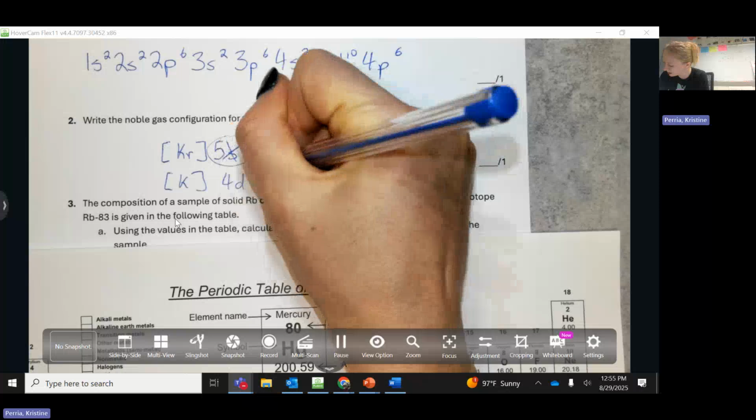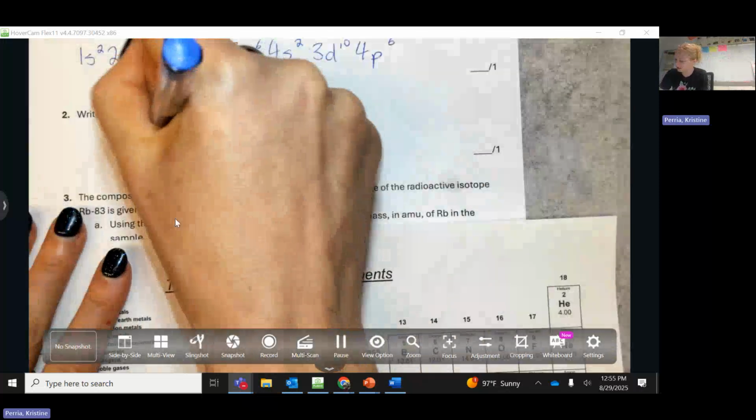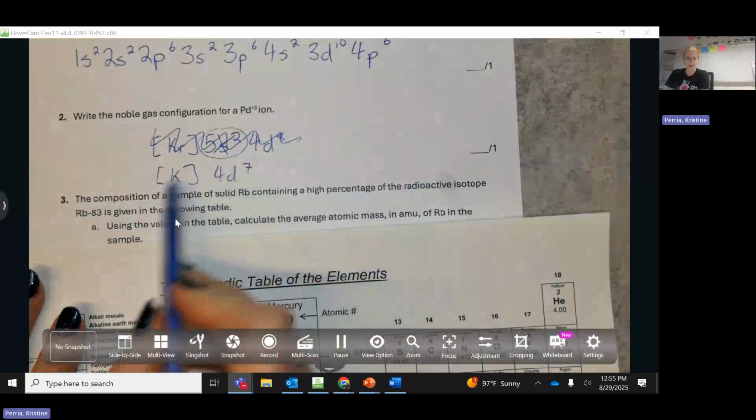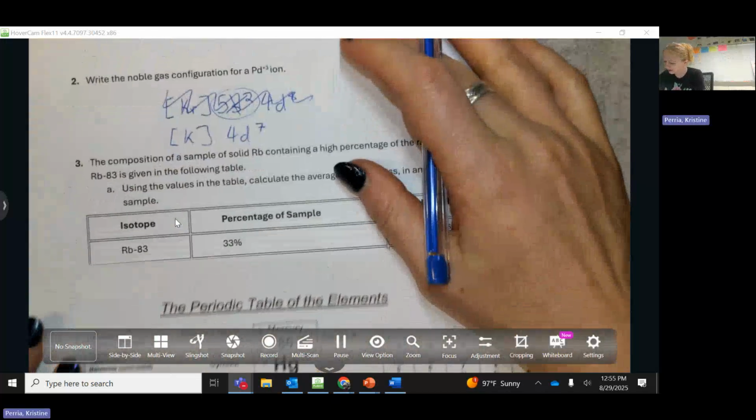And then it's going to be 4d7 because I took away 1 electron from the d orbital. So I'm going to erase that, scribble that out. This is the correct answer. Let's move on to 3.